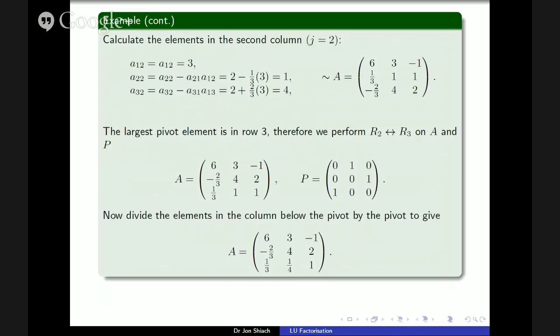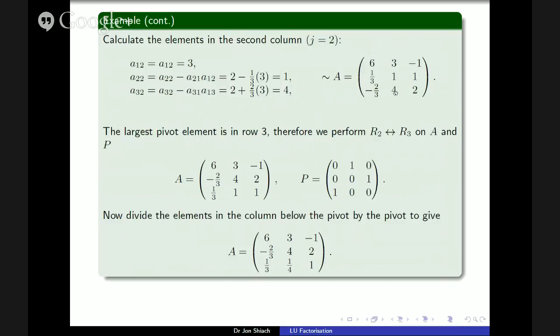Second column, okay, calculate your Aij using the formulae from before. It's fairly similar, and you do start to see a pattern emerging on these things. It's all to do with A, and this is what you get if you calculate A12, A22, and A32. So we're always doing this on elements of A. Then you do the pivot swap.